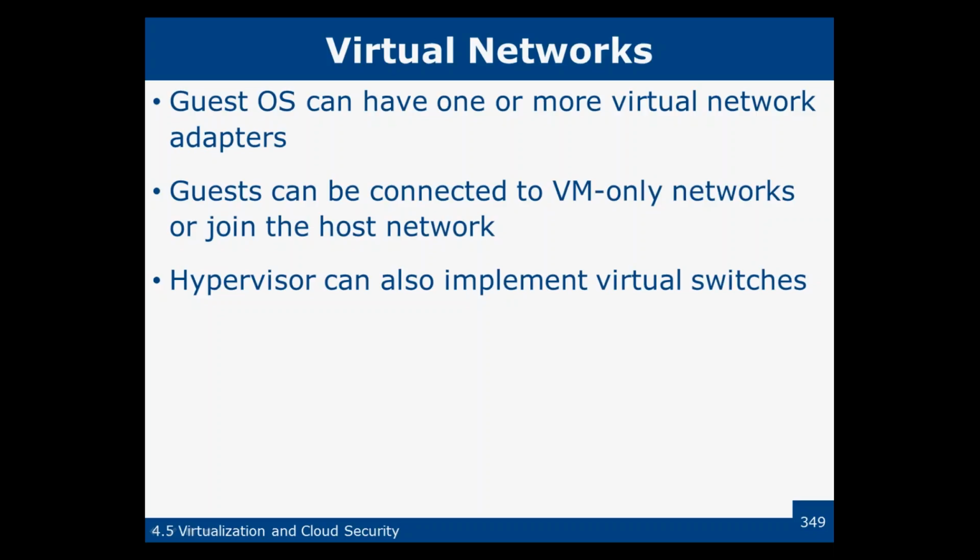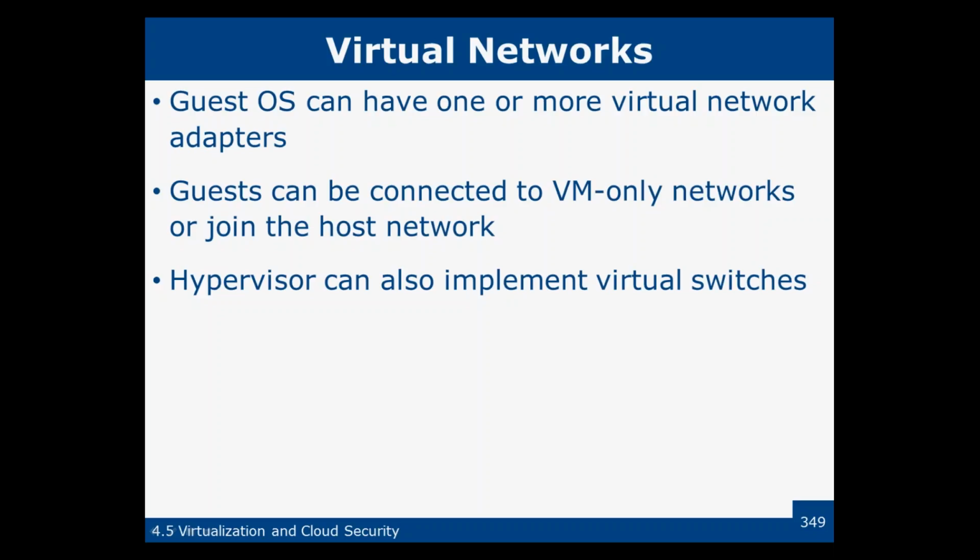3 networks that went to the 3 NICs, and then the 4th NIC was our quote-unquote public NIC, which went to the school's network, so that you could get in and out. You could get on the internet, so you could do updates on the servers and get software updates and those sorts of things, and do things as if you were in the actual real world to keep systems up to date. The guests can be connected to VM-only networks or join a host network.